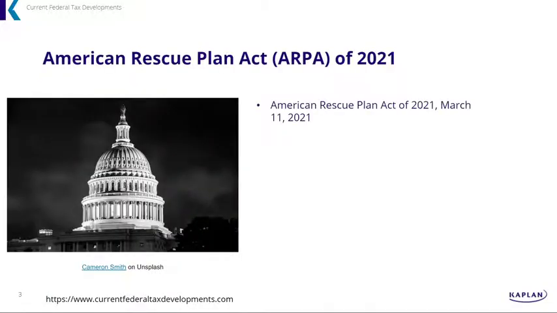As I said, it's the American Rescue Plan Act of 2021. It was signed into law on March the 11th. It passed on a party line vote, very much like the Affordable Care Act. Well, the Affordable Care Act was a little bit weird. It passed on a party line vote, but not via reconciliation.